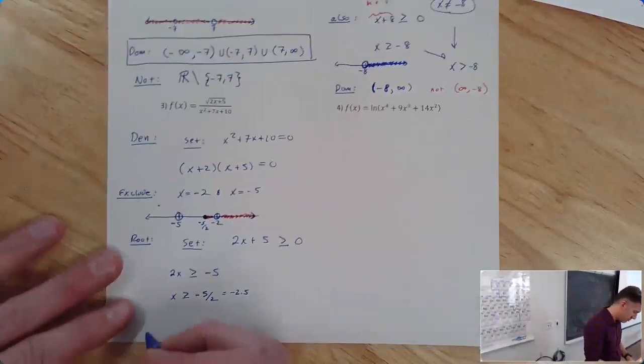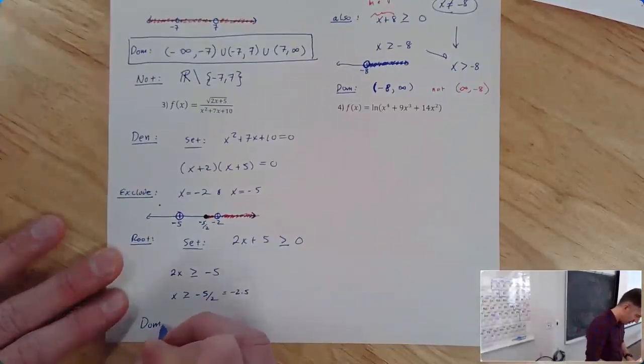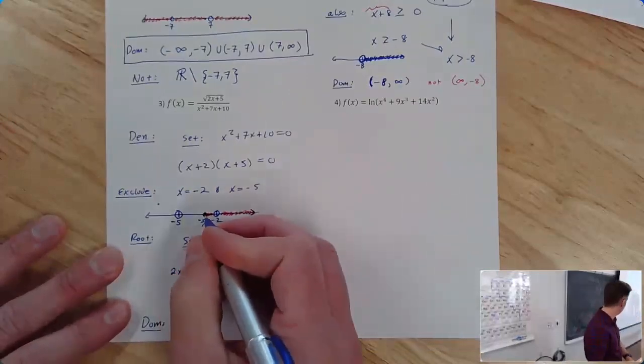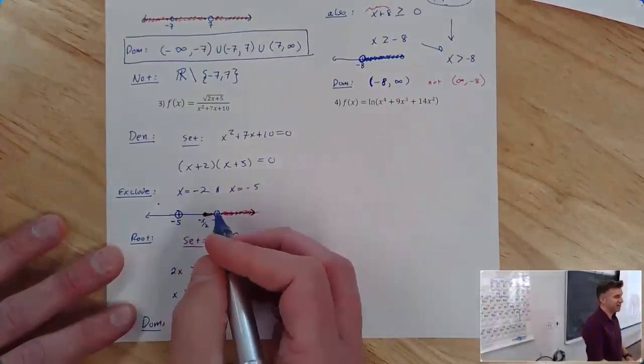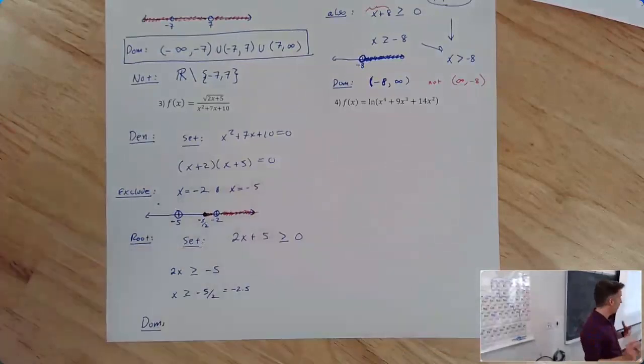So here our domain is everything starting at -5/2, which is the lowest we go. This is also another reason I like to write the number line, because if you look at this, you can be like, oh, I need to go from left to right.